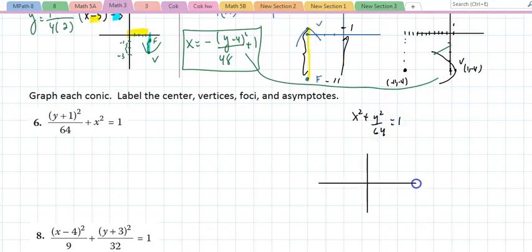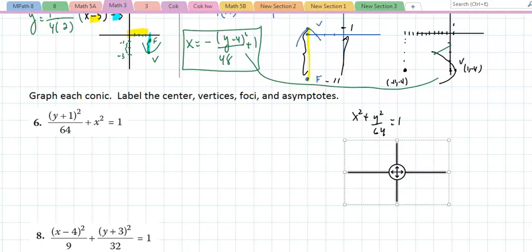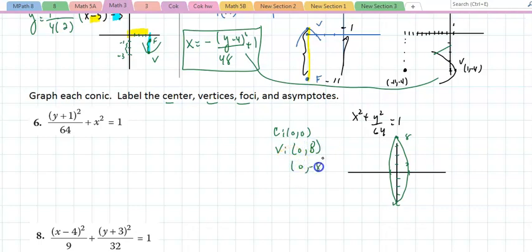If I want to sketch a graph of this, I know, again, this is a rough sketch, I'm going to move 8. So let's say that is 2, 4, 6, 8. And 1 in the x, because that's an ellipse. So the center is at 0, 0. I need to label vertices. Vertices are at 0, 8 and 0, negative 8.